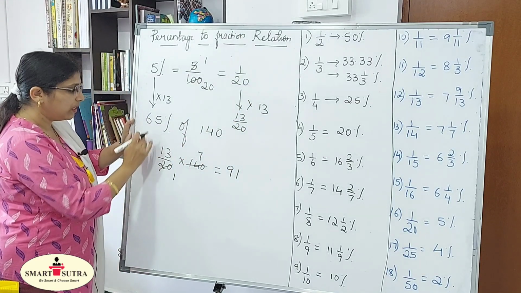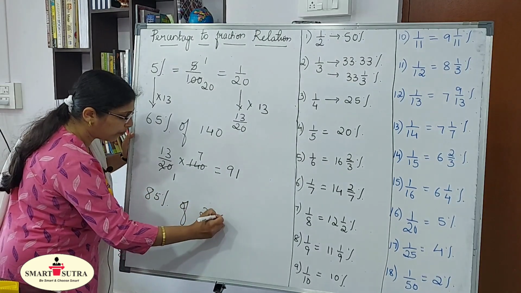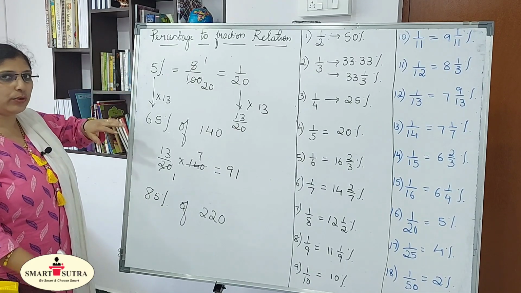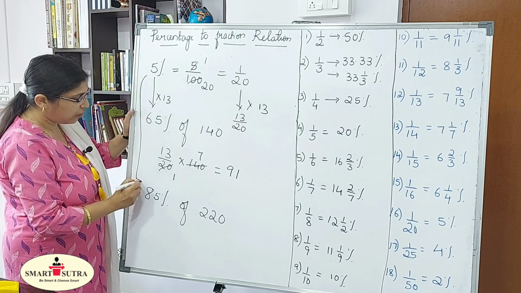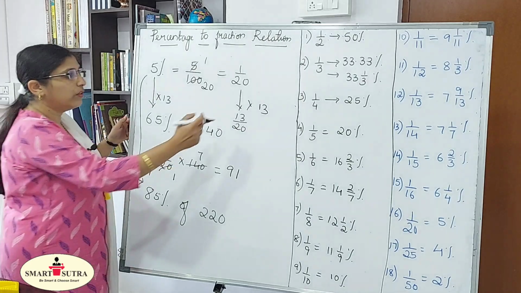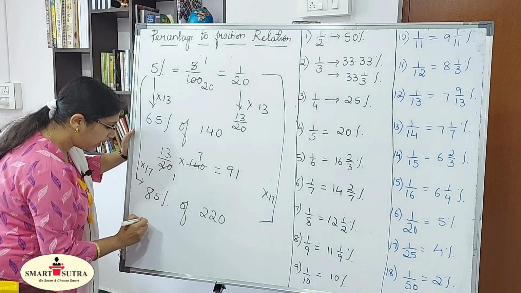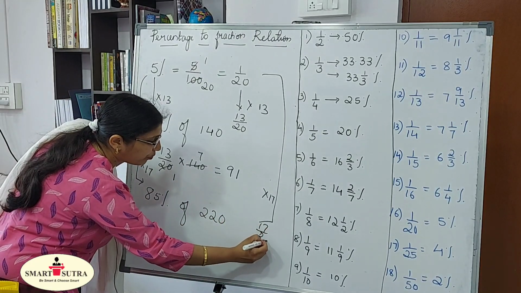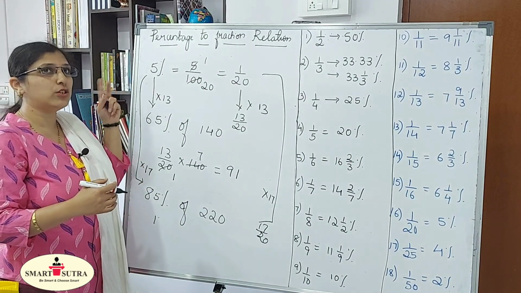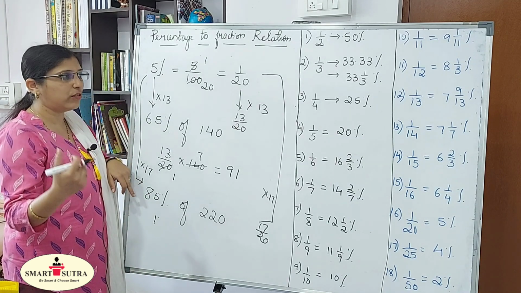Now similarly, one more example. If I say 85% of 220. I know 5% is 1 by 20. To travel from 5 to 85, it is multiplied by 17 times, since 5 17s are 85. With the fraction also it will be multiplied by 17 times. So 1 by 20 into 17 will be 17 by 20. We can do it orally also: 5% is 1 by 20, you can think that 5 17s is 85, so multiply it with the fraction also.